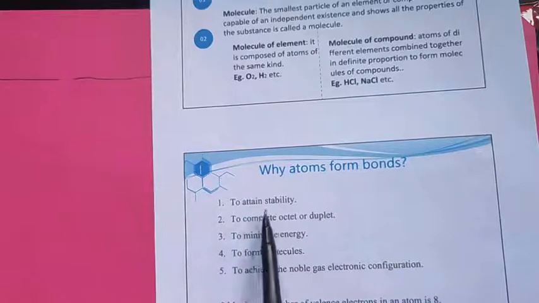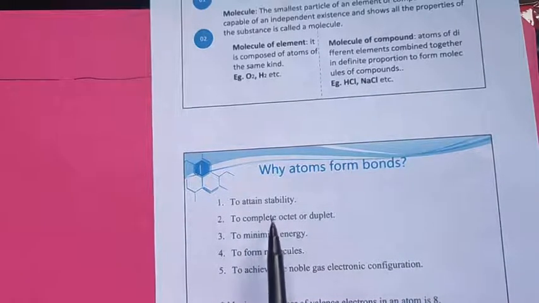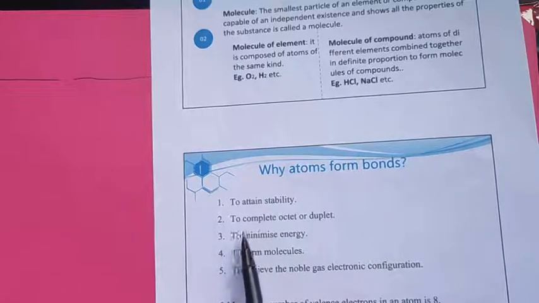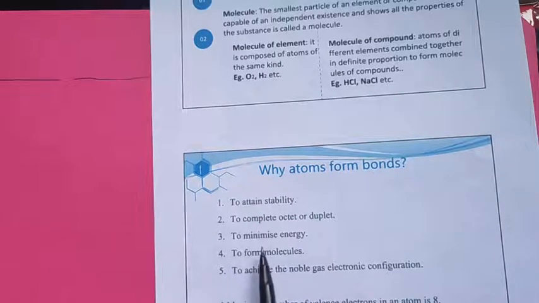Number 1, to attain stability. Because atoms are not stable, they want to get stability. And number 2, to complete octet or duplet. I'll tell you what is octet and duplet later on. And number 3, to minimize energy. Atoms are in high energy, so they want to minimize their energy and to get stable.